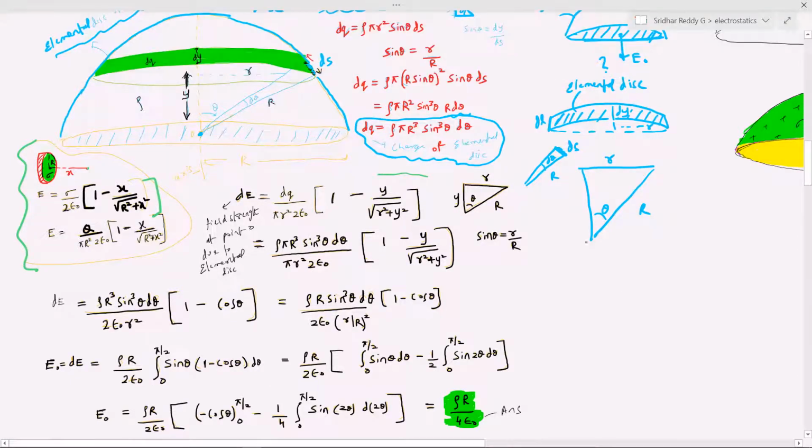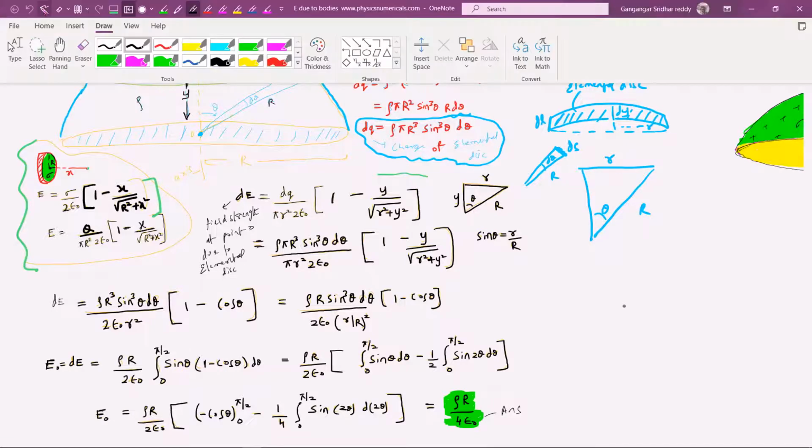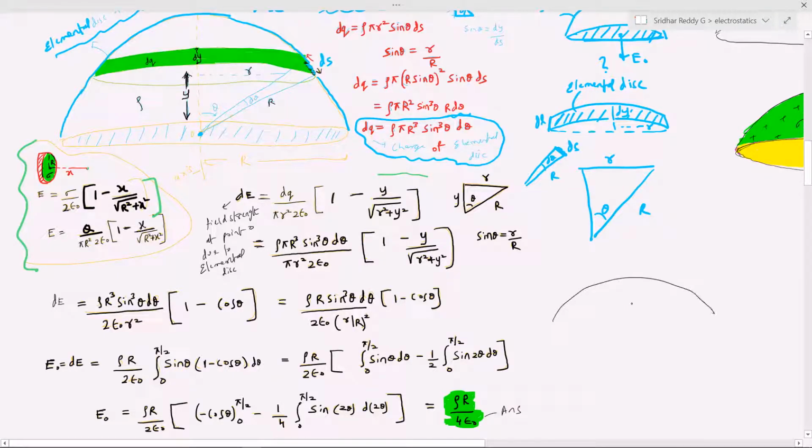Okay, what is the conclusion we are going to make? I'll draw one diagram so that you'll be in a better position. If this is the solid hemisphere, the electric field will be rho r by 4 epsilon naught. What is r? R is the radius. Where is the charge present? Everywhere throughout its volume, not only on the surface. So the field strength at the center will be rho r by 4 epsilon naught. I think it's better to remember this, it will be very useful.